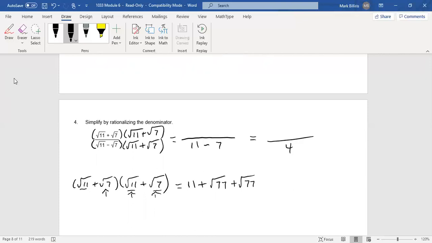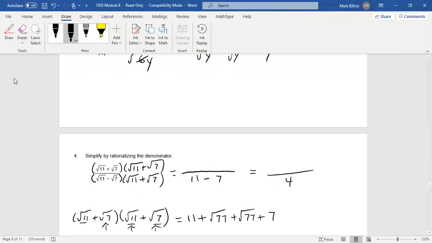And then I multiply positive square root of 7 times itself, which, remember, removes the radical sign. So when I worked out the numerator, I got 11 plus the square root of 77 plus the square root of 77 plus 7. Now I'm going to combine like terms. So 11 plus 7 is 18.